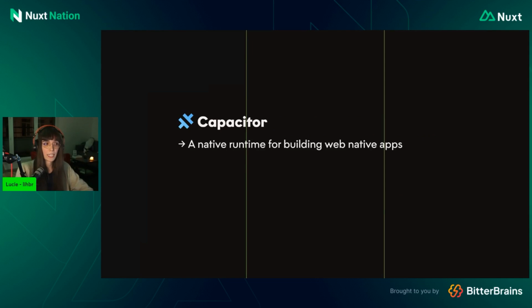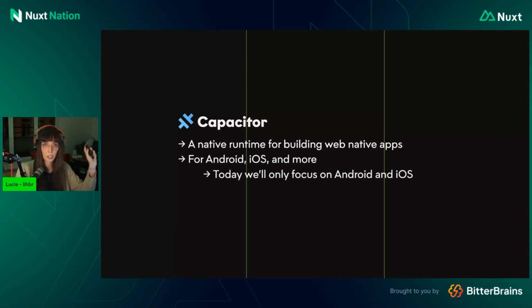Cool. So then what is Capacitor? Capacitor, it's a native runtime for building web native apps for Android, iOS, and more. But today, we'll only focus on Android and iOS. Also, some of you might know about Apache Cordova. In a way, we can consider Capacitor as the modern successor of Cordova.